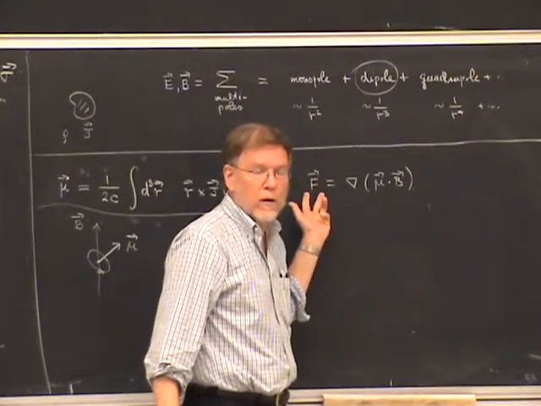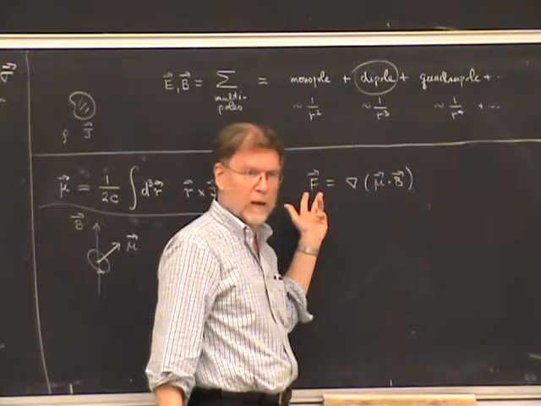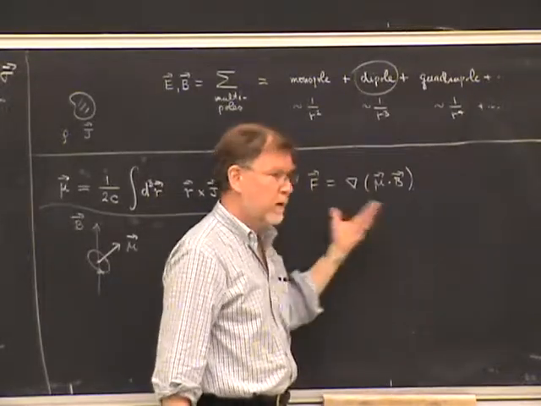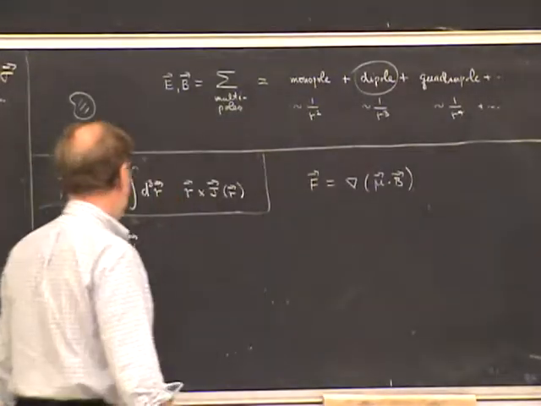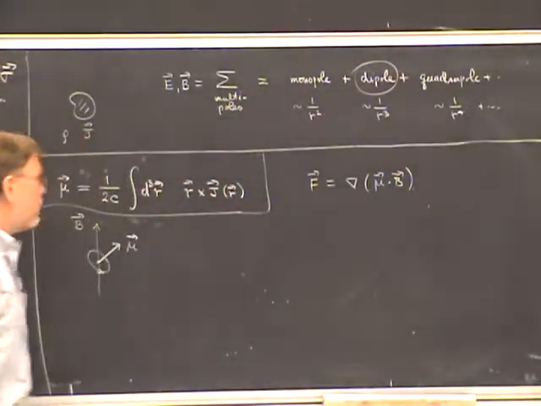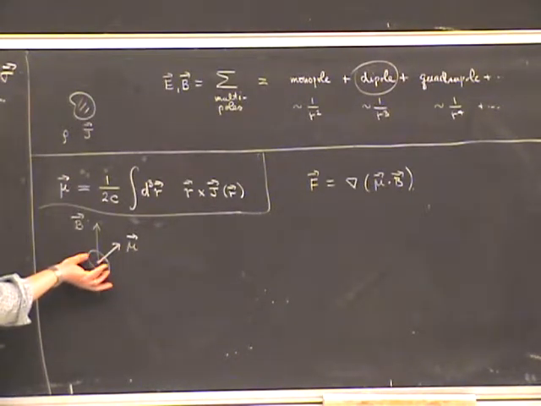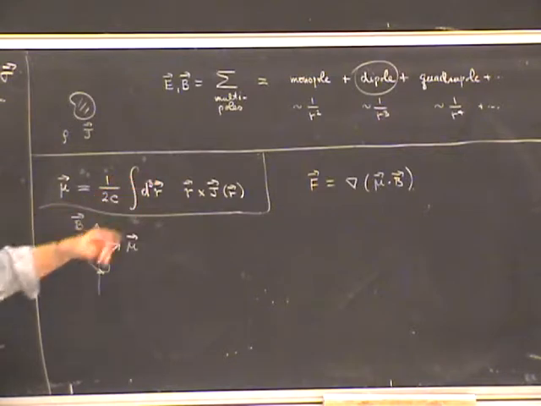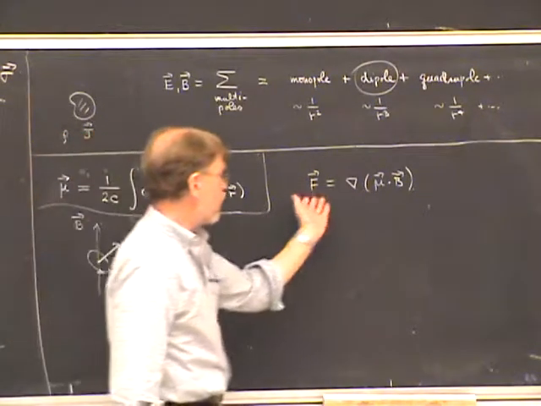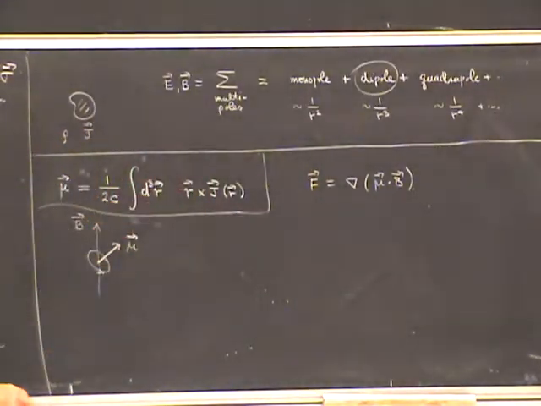There is no net force on a magnetic dipole in a uniform magnetic field. That's why you need non-uniform fields in the Stern-Gerlach apparatus in order to get the particles to move. Actually, this result is obtained on the assumption that B is varying slowly, or that the dipole has a small spatial extent, because you're really expanding the magnetic field about, let's say, the center of the dipole. If you were more careful, there are actually higher order terms. This is the leading term. For a small dipole, this is true.